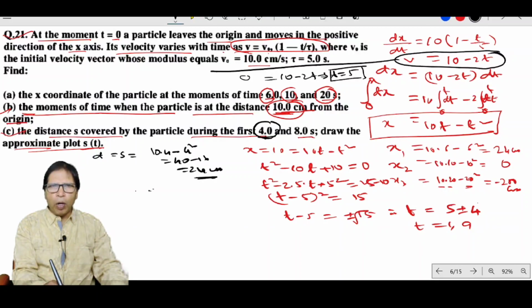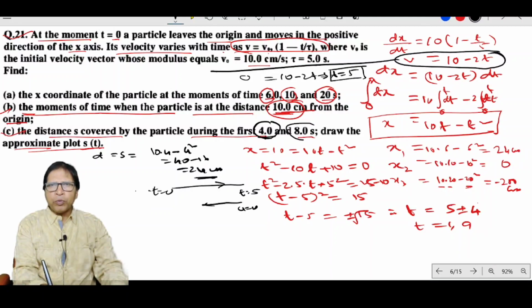Now look at this. From t equal to 0 to t equal to 5, the particle moves along this direction. This is t equal to 5. After that, the particle returns with 0 initial velocity. Therefore, distance traveled by the particle at t equal to 8 second.